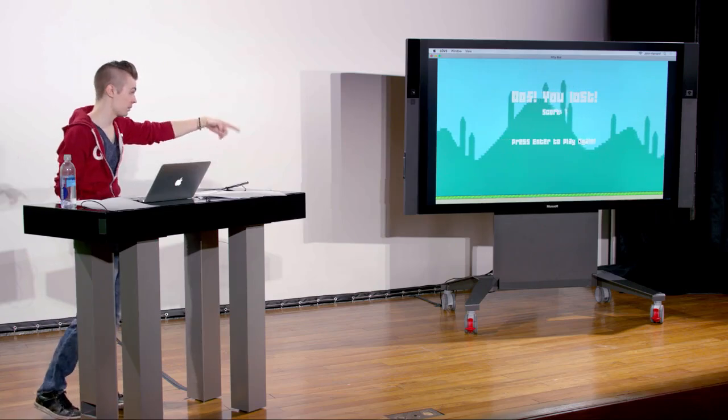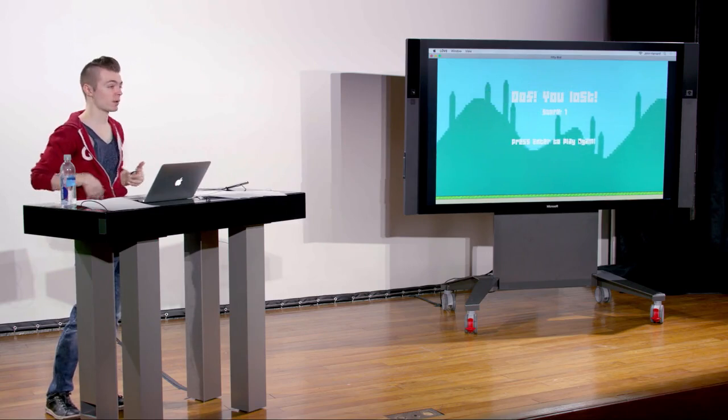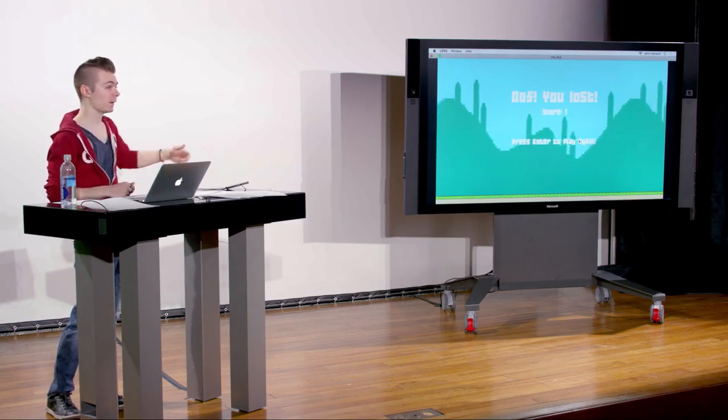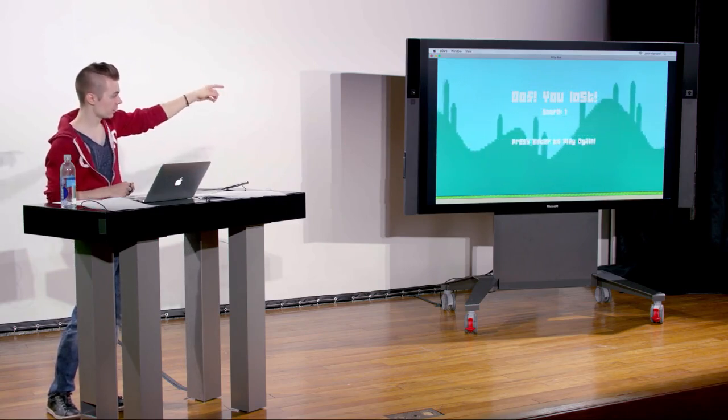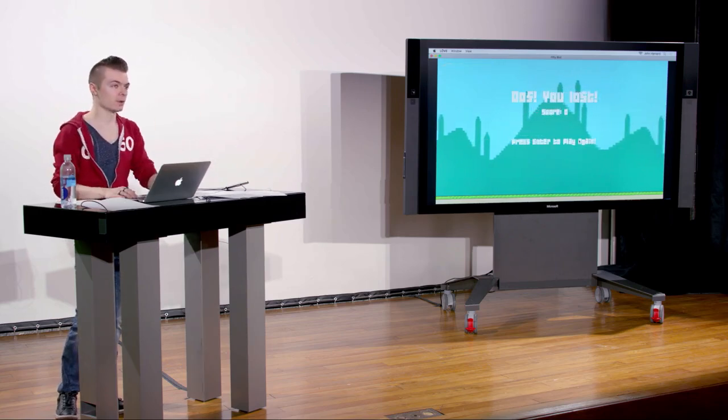Remember, we pass score into it from our play state. We pass it in as parameters, and then we can press enter again, go back to play state, and when we fall to the ground, we do it as well. So we just took a look at how to add scoring to our game.